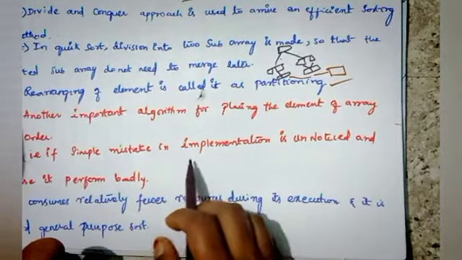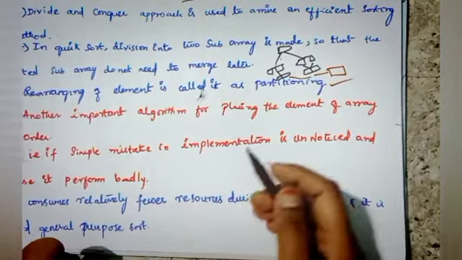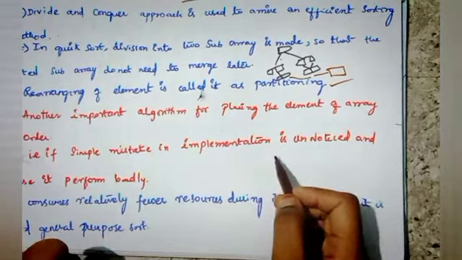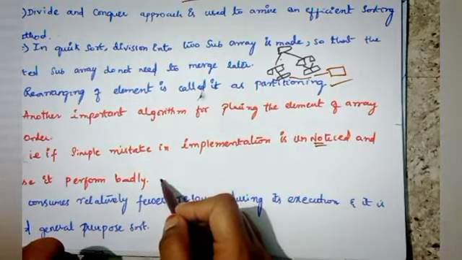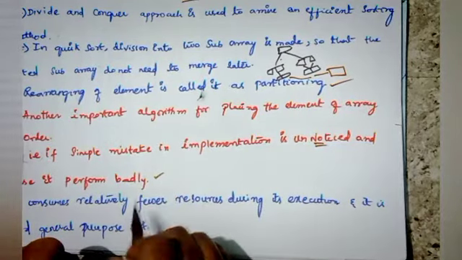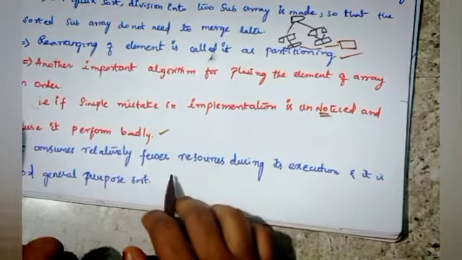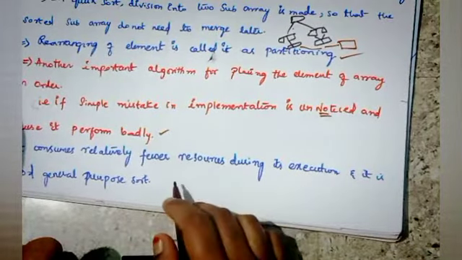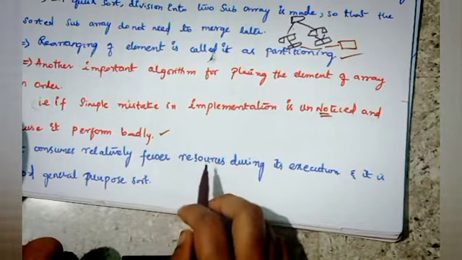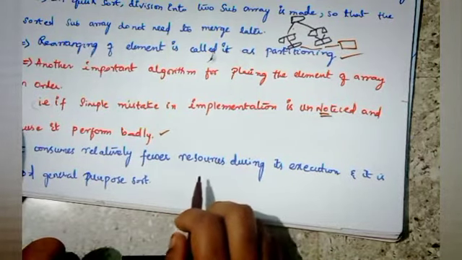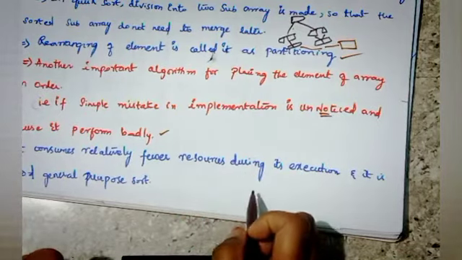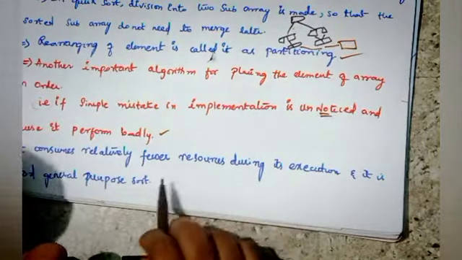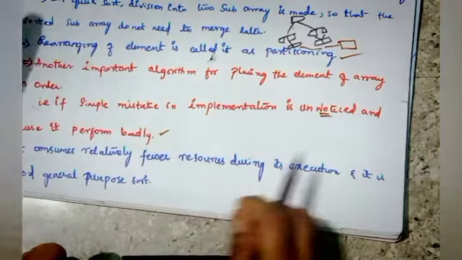If there is any simple mistake during the implementation and it goes unnoticed, it causes the performance of the algorithm to be very bad. Otherwise, during its execution it consumes relatively fewer resources, very few hardware resources, and it is a very good general purpose sort.